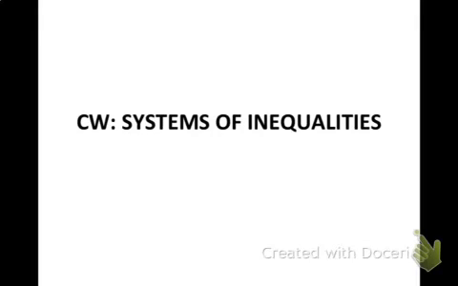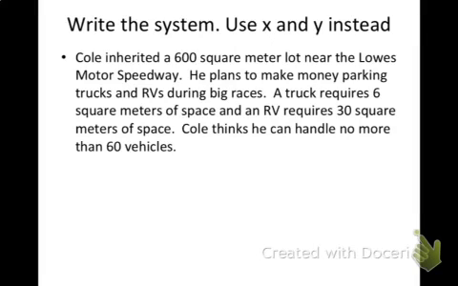All right, so let's review the classwork that you guys had on systems of inequalities. So we have a situation about Cole. He inherited a 600 square meter lot near Lowe's Motor Speedway, wherever that is. He plans to make money parking trucks and RVs during big races. A truck requires 6 square meters of space, and an RV requires 30 square meters of space. Cole thinks that he can handle no more than 60 vehicles.